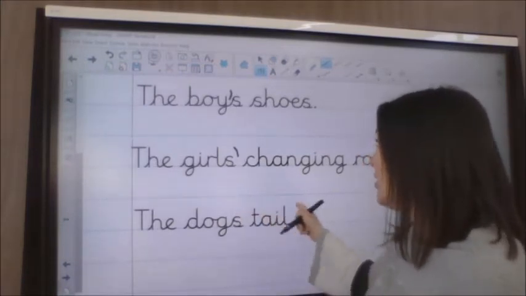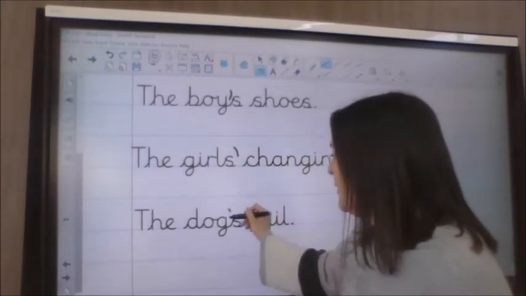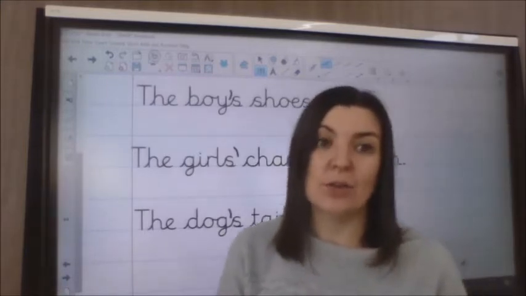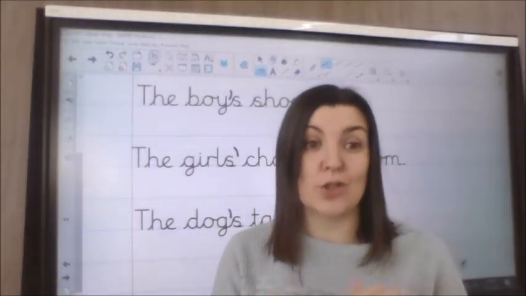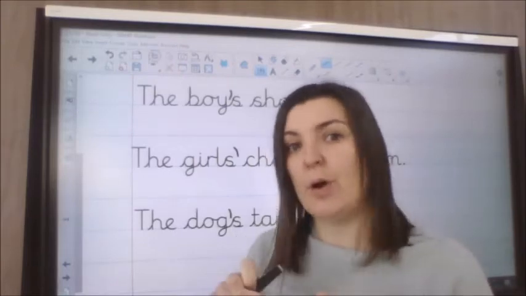You're talking about one dog because we've only got one tail. So it's the dog's tail. The tail belongs to the dog. So that's one use of an apostrophe.